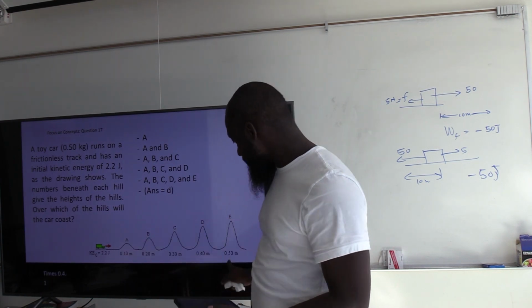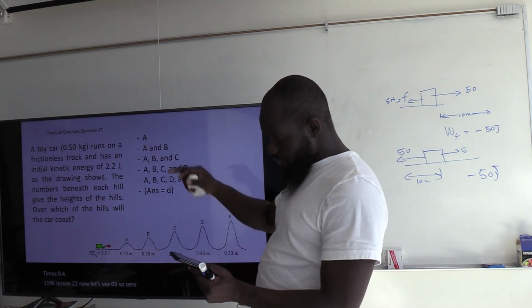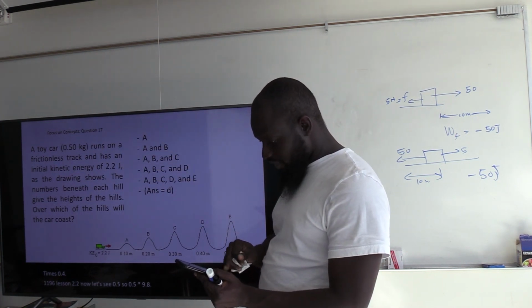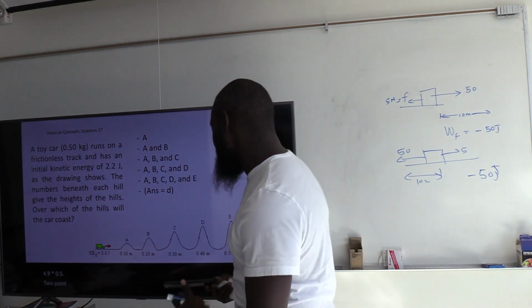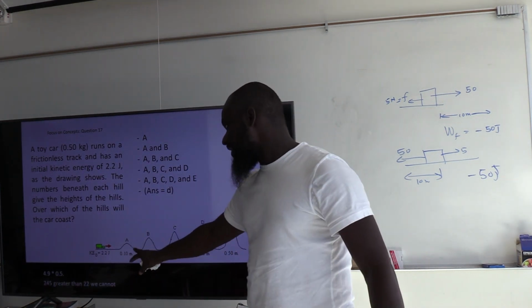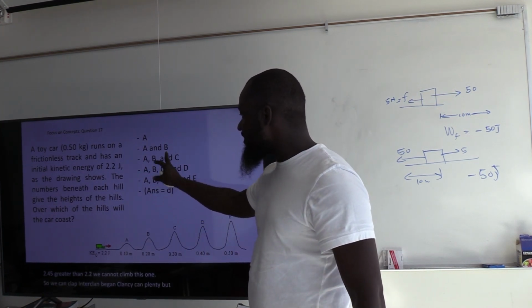1.96, less than 2.2. Now let's see E, 0.5. So 0.5 times 9.8, 4.9 times 0.5, 2.45, greater than 2.2. He cannot climb this one. So he can climb A, he can climb B, he can climb C, he can climb D, but not E. So the correct answer is the third one.